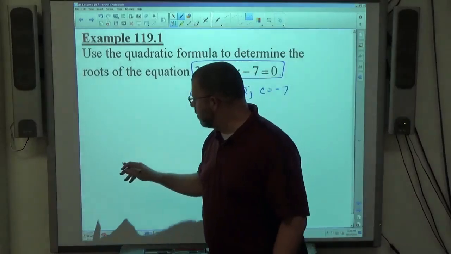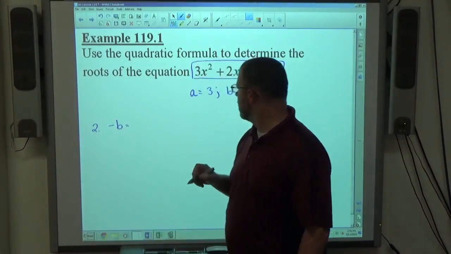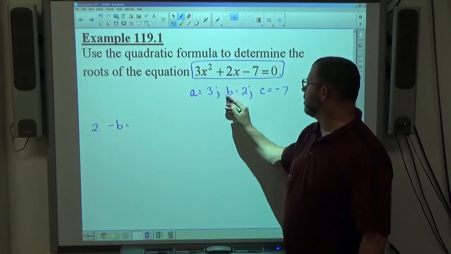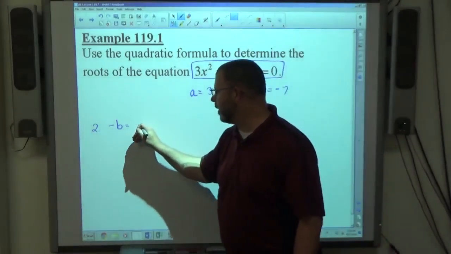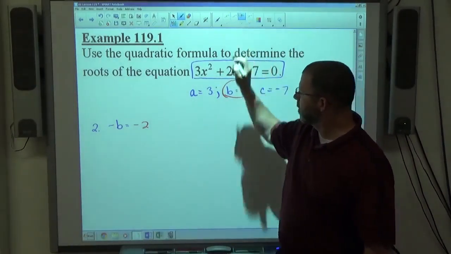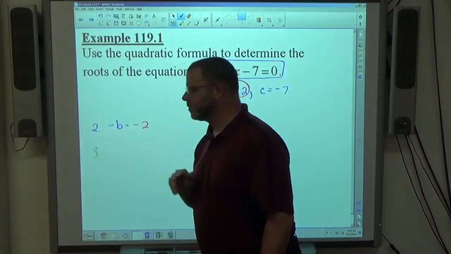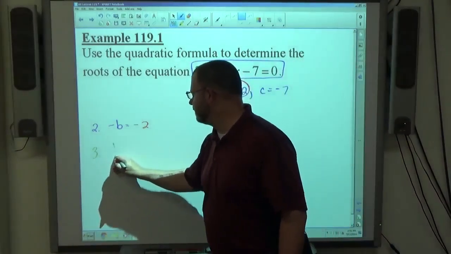And step 2 says find minus b. All I got to do to find minus b is find positive b. B is positive 2, minus b is change the sign, negative 2. Step 3, we want to evaluate b squared minus 4ac.